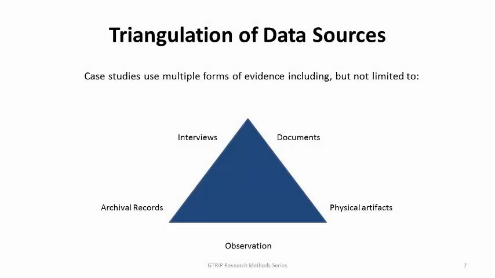Case studies are unique in that they utilize multiple forms of evidence. This can include documents, archival records, direct observation, participant observation, physical artifacts, and interviews. The use of multiple data sources to produce, quote, converging lines of inquiry is referred to as triangulation of data and is considered to be the process of using multiple perceptions to clarify meaning and to verify the repeatability of your observations and interpretations.